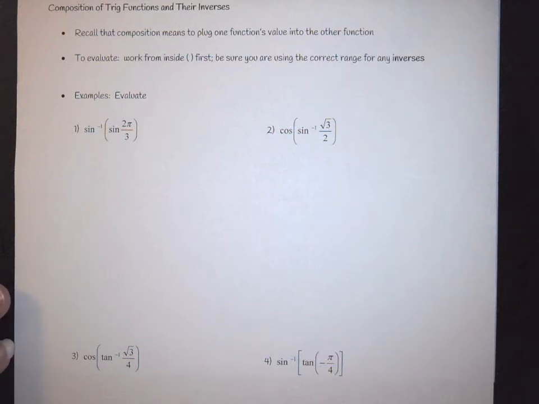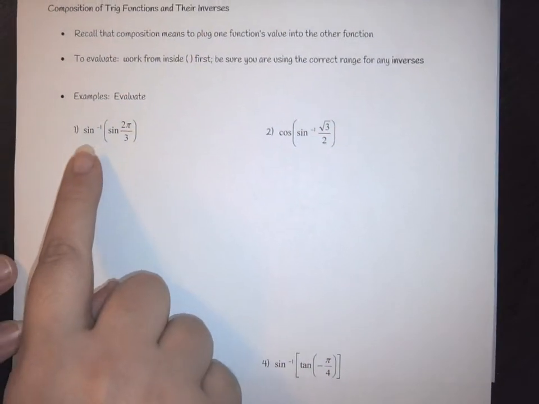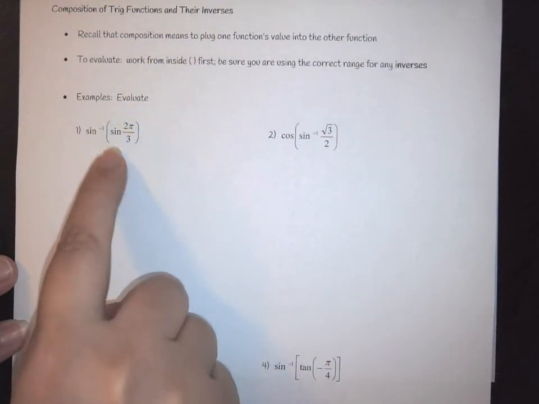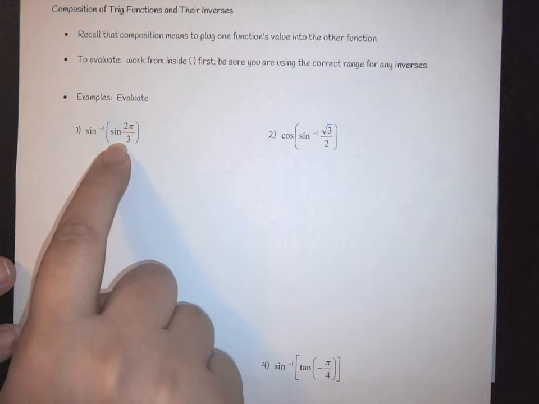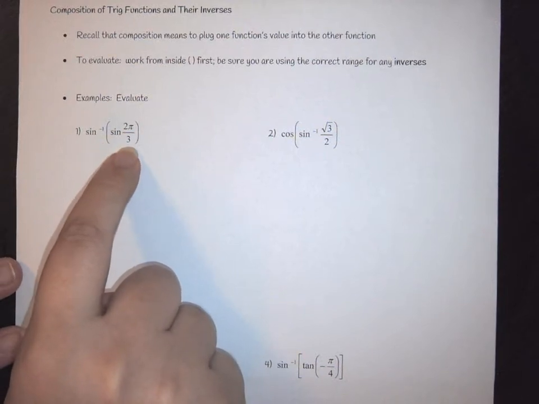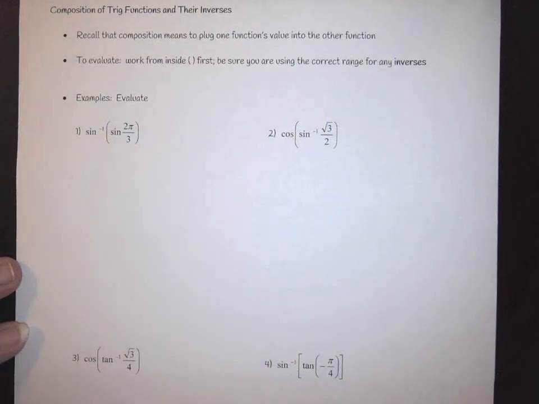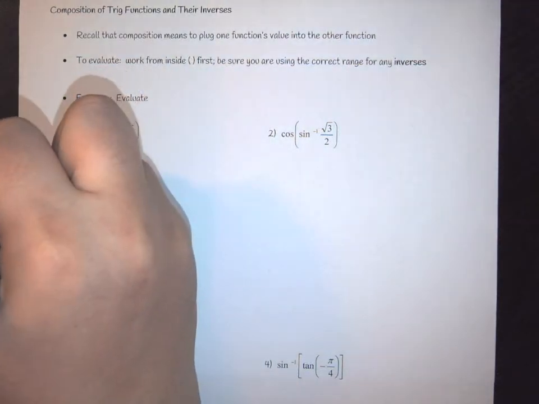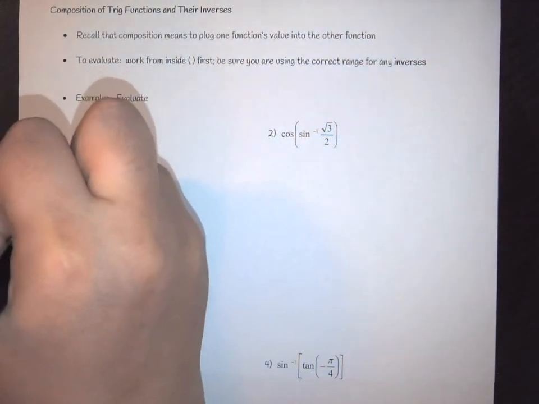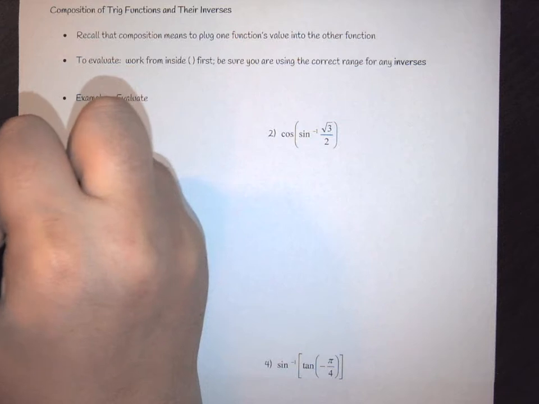So you have to do everything inside your parentheses first, and you need to make sure that you are using the correct range as dictated by your problem. The first thing that we have here is the inverse sine of this stuff, so we have to evaluate this stuff first. We want the sine of 2 pi over 3. We are looking specifically at the sine of 2 pi over 3.